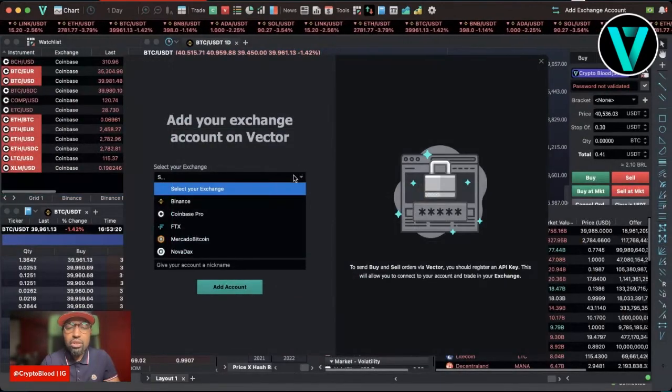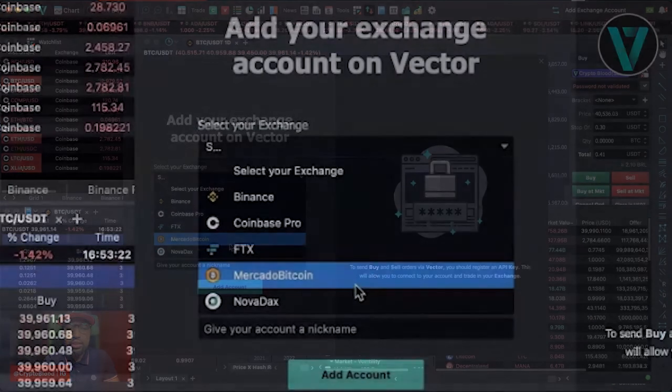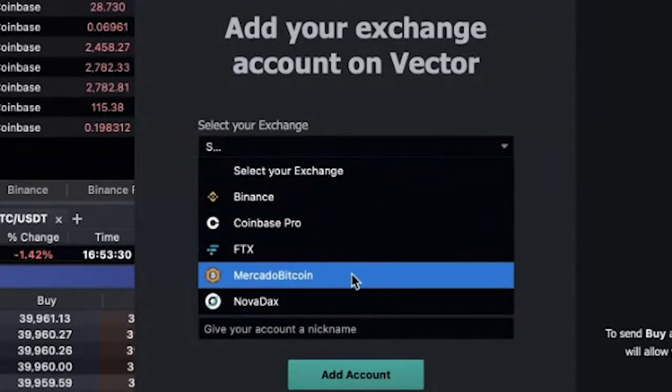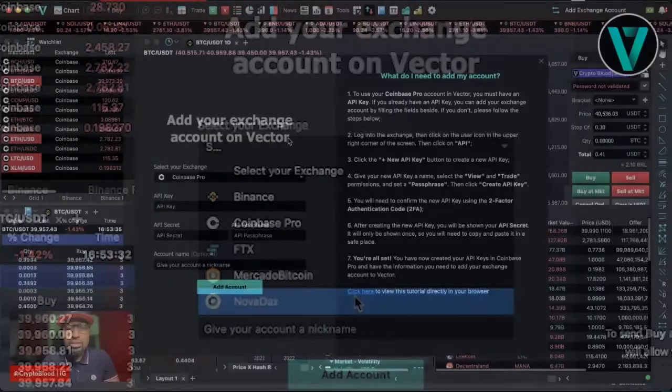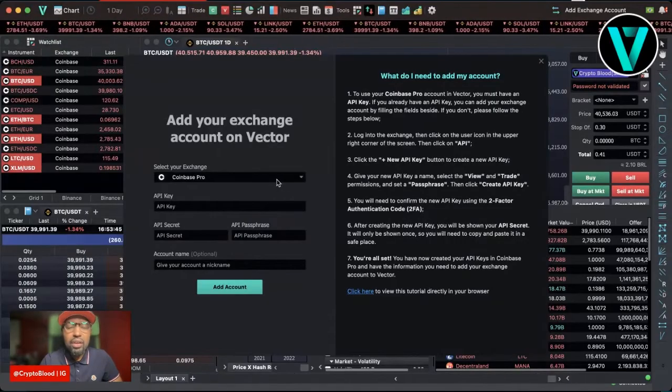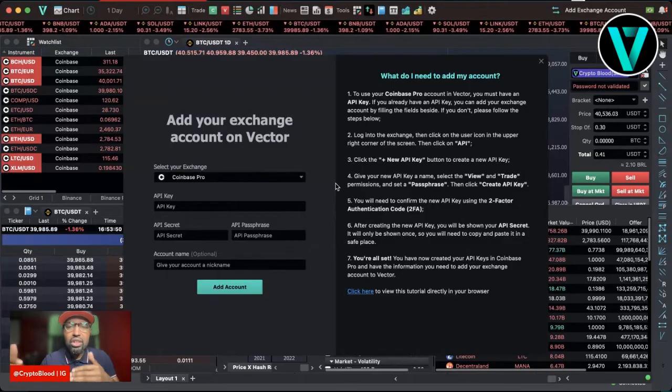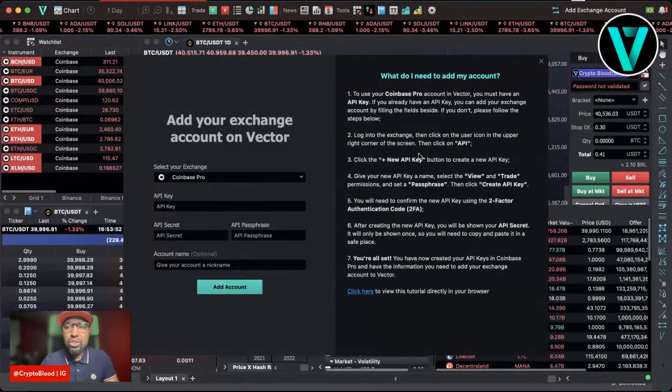And if you want to sync your own exchange, again, here are the ones available for you right now: Binance, Coinbase Pro, FTX, Mercado Bitcoin, and Novadax. So they give you all the instructions you need. All of these are connected through APIs. If you're not familiar with that, they have instructions for each exchange, so you can easily do that.